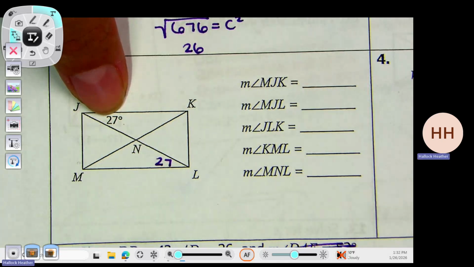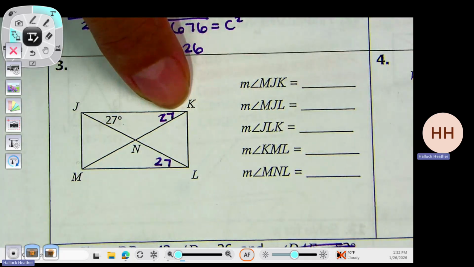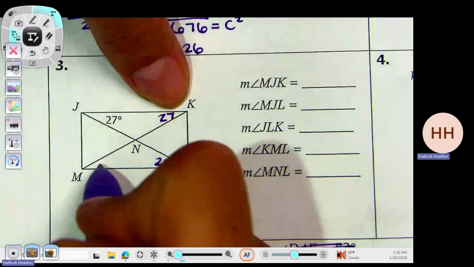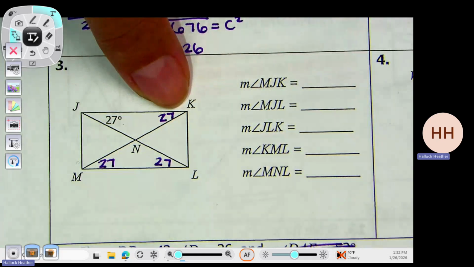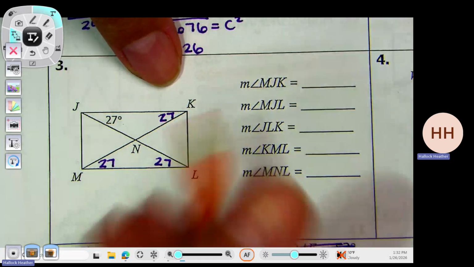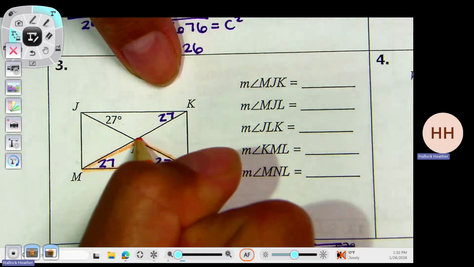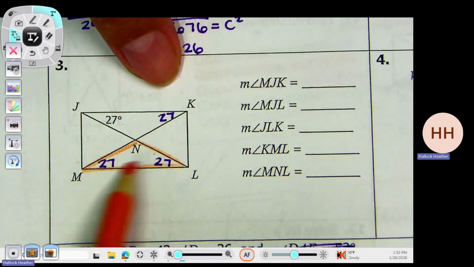Does anybody see where else 27 can technically go? Across from, right here. And then here. The reason you could do that is because this is technically an isosceles triangle. So when the sides match, the base angles match.